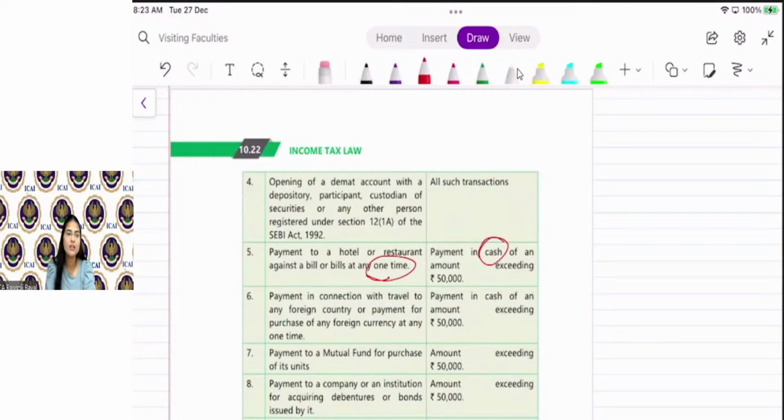But say for example, if an auditor went for an audit and stayed in a hotel for 10 days, and the bill of the hotel is rupees 60,000, and Mr. X, as an auditor, pays such a bill of 60,000 in cash, then in that case, Mr. X is required to provide his PAN to the hotel. Why? Because one-time payment in cash is more than 50,000 rupees.